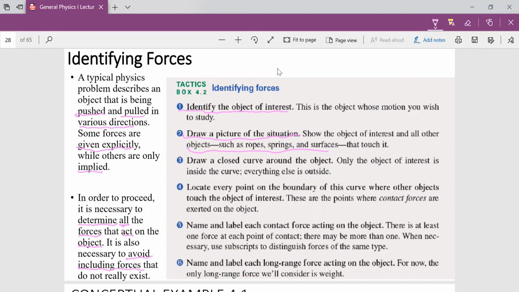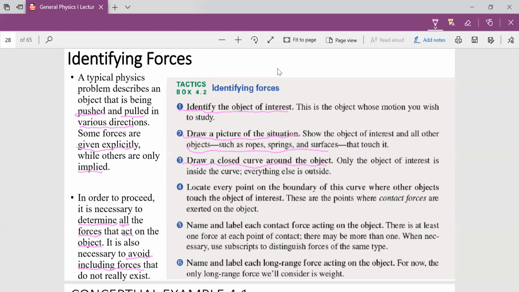Having identified the object of interest and drawn a picture of the situation, that is, tried to represent the situation in a diagrammatic form, we draw a closed curve around the object. Okay, so the next thing will be to make a closed curve around the object, that is, circle the region or object of interest. Only the object of interest inside the curve. Don't add any other thing inside that curve or that circle you're making. Every other thing will be outside, because they will help you to define the points of contact around the object of interest.